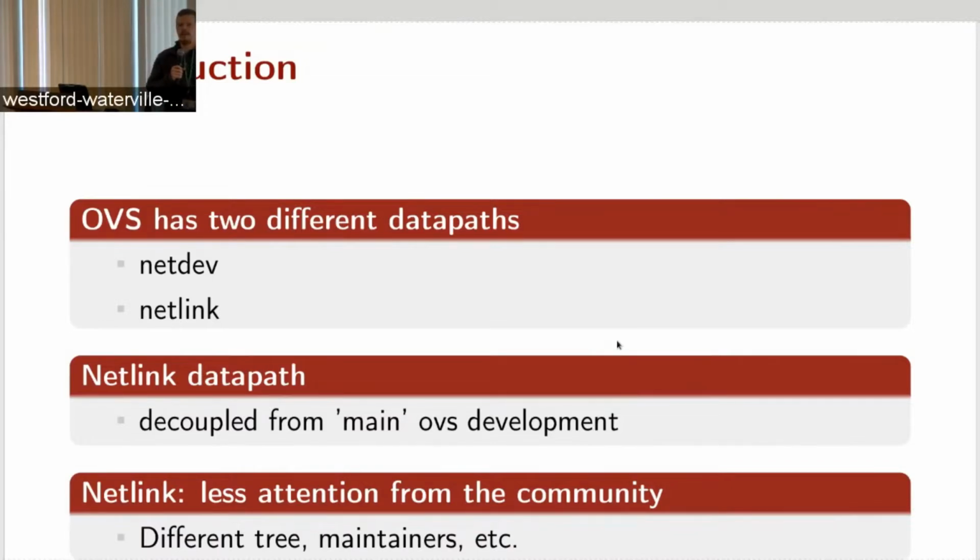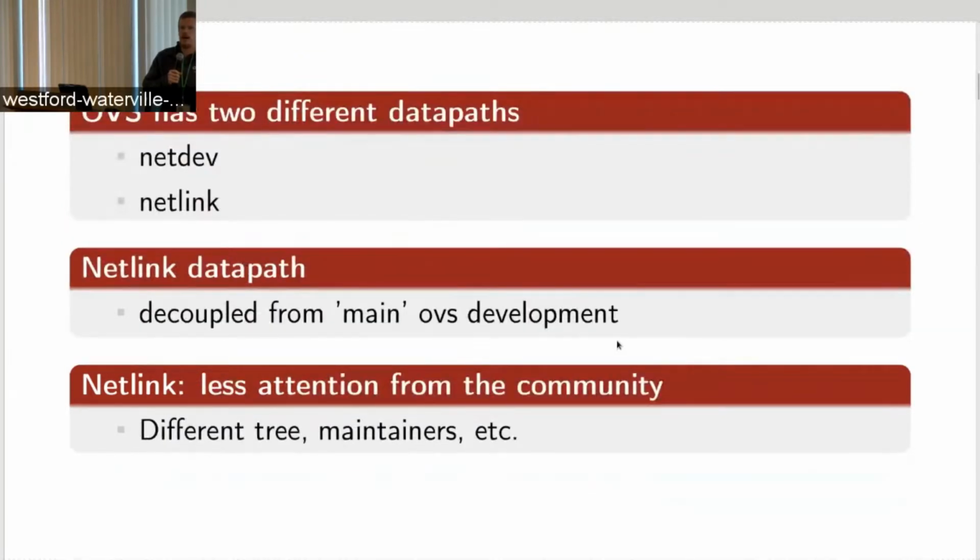The Netlink data path is decoupled from the main OVS development in the sense that our commands to control it are done in userspace, when we choose to use them. But most of how the Netlink data path functions is actually in kernel space. That means all the packet movement, the way we connect to the actual devices, skbuff management, etc. That's all kernel space. User space doesn't really have to care about any of that.